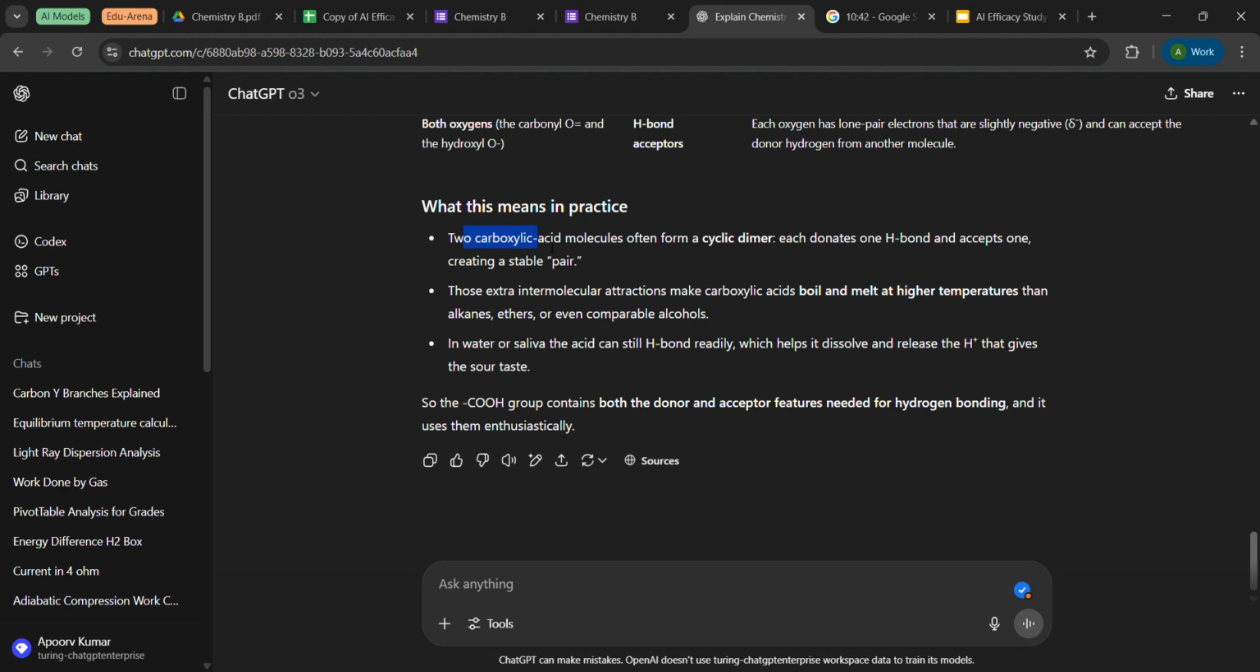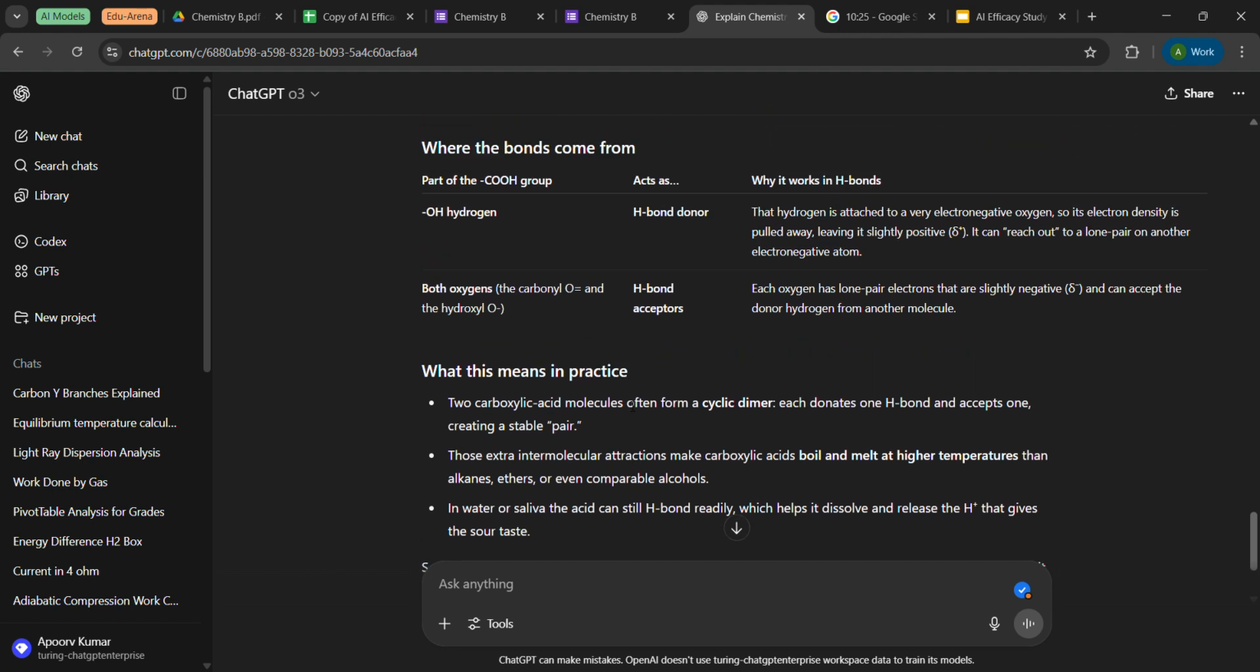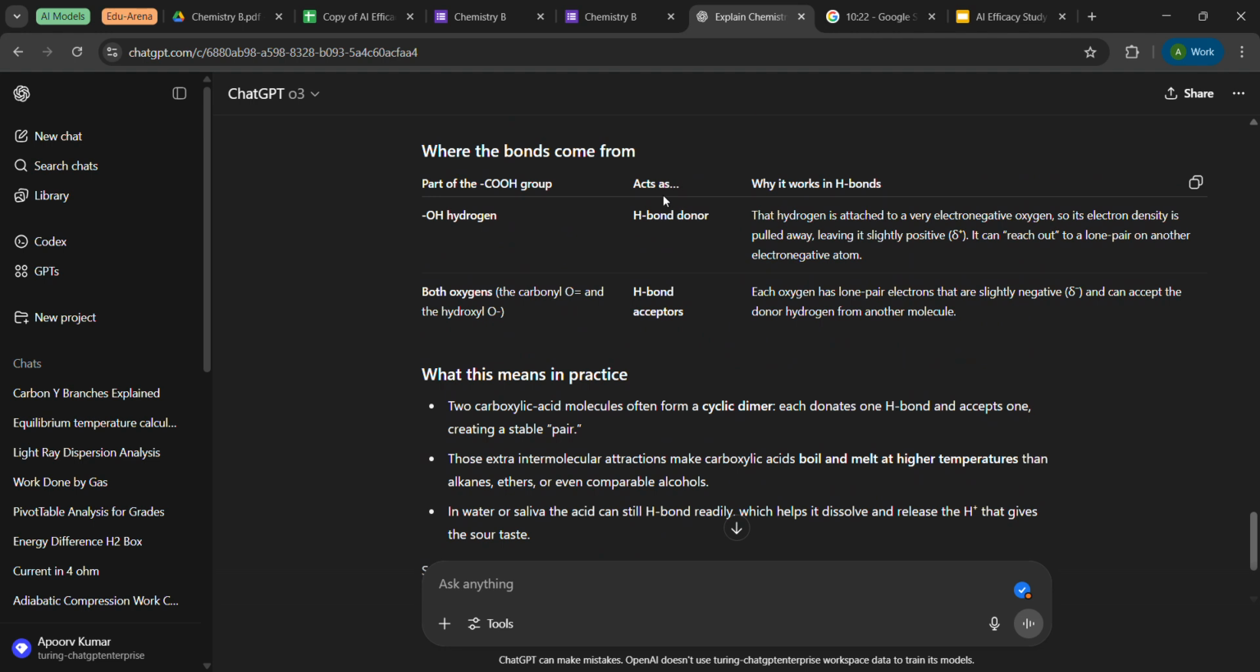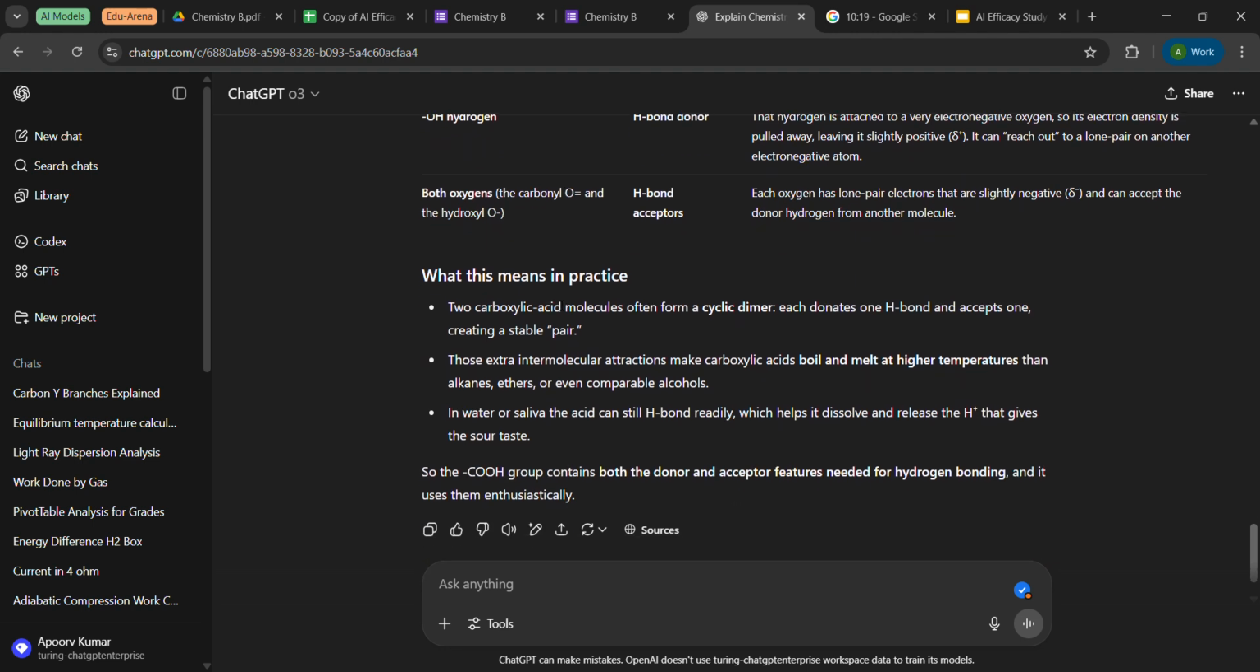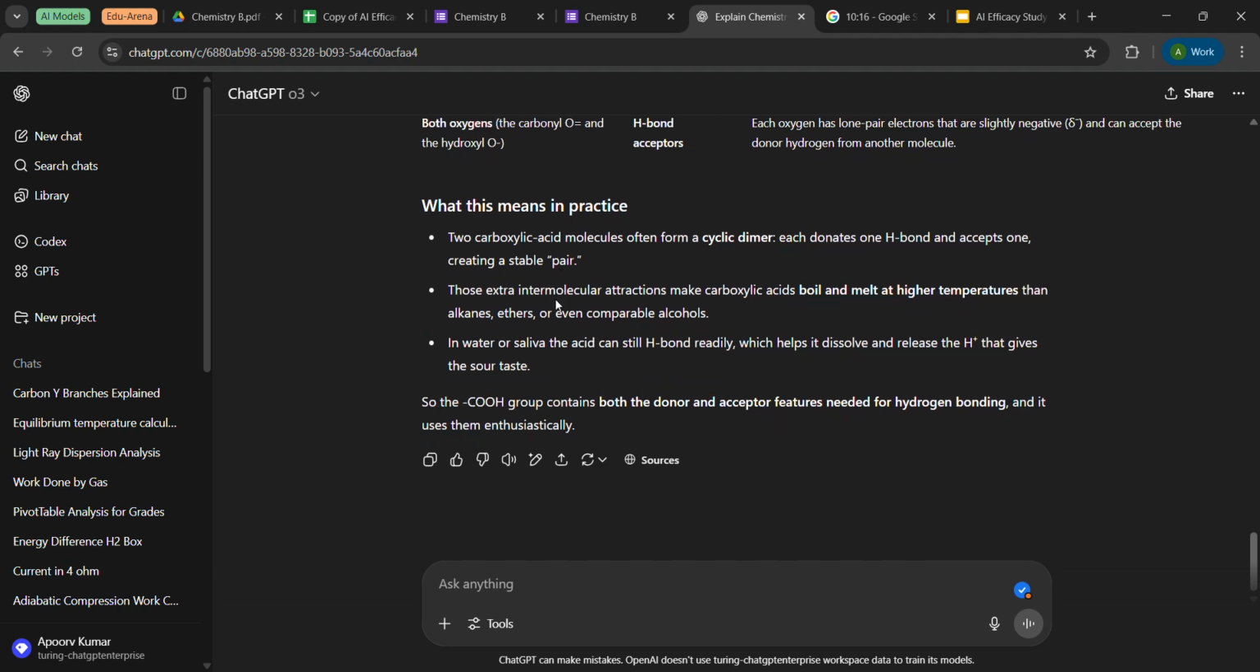Two carboxylic acid molecules form a cyclic dimer. Each donates one hydrogen bond and accepts one, creating a pair, which is needed for hydrogen bonding. Okay. So in alcohols they act as donors, and in ethers or esters they act as acceptors. However, in the carboxylic acid they act as both. Alright, that's fine.